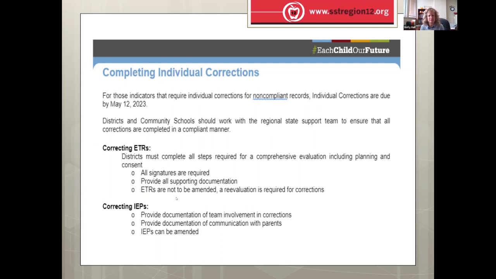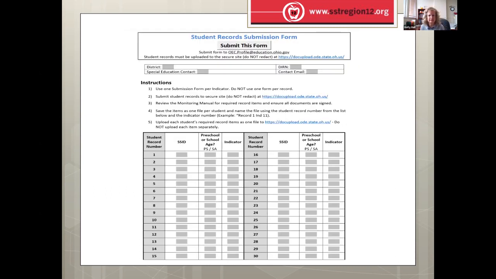And this last blurb, and I always hate when they use the word amended, meaning ETRs can't be changed without doing a reevaluation. So in order to make those necessary corrections. Does that make sense? But we know that that's not going to happen to anyone in our region, right? But May 12th is that next big timeline that you would want to flag.